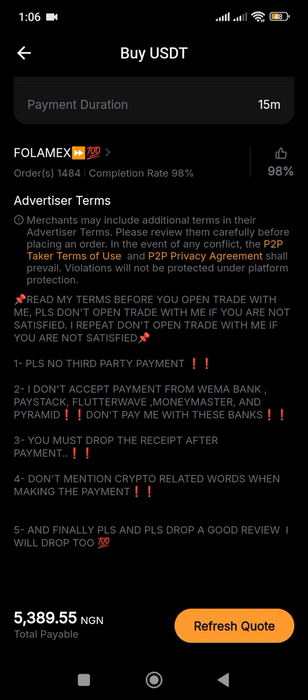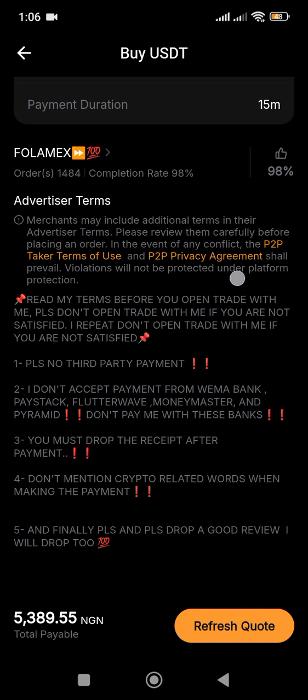So you look at his write-up here. He said, read my terms before you open trade with me. Please don't open trade with me if you are not satisfied. I repeat, don't open trade with me if you are not satisfied. So it's important to read his terms and conditions, because if you don't read it and you open trade with him and maybe a problem comes out, he will say, didn't you read his terms and conditions before you traded with him? He said, number one, please no third party payment.